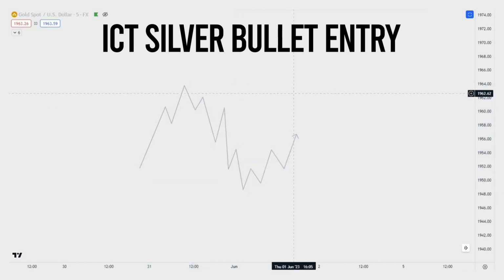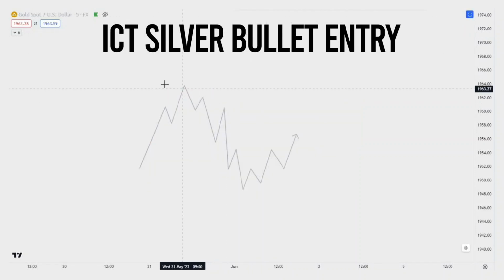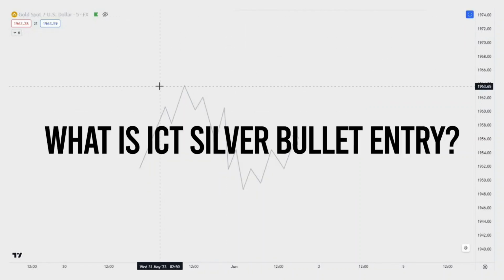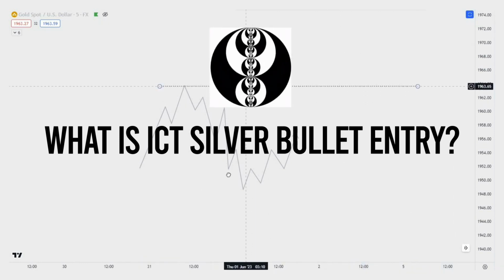As you can clearly see, this type of entry has gained a lot of popularity and a lot of traders are using it on a daily basis. What's the ICT Silver Bullet entry? It's an entry model for day traders created by Michael Huddleston, aka ICT.